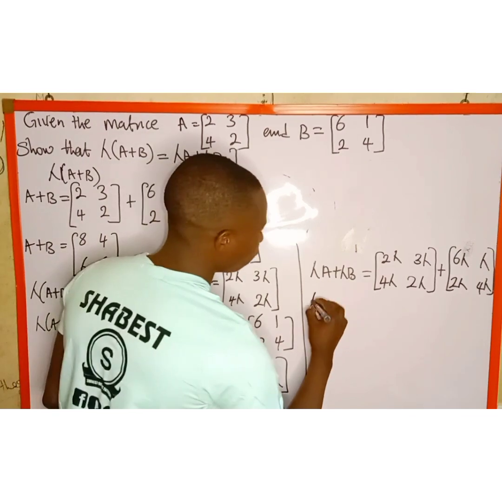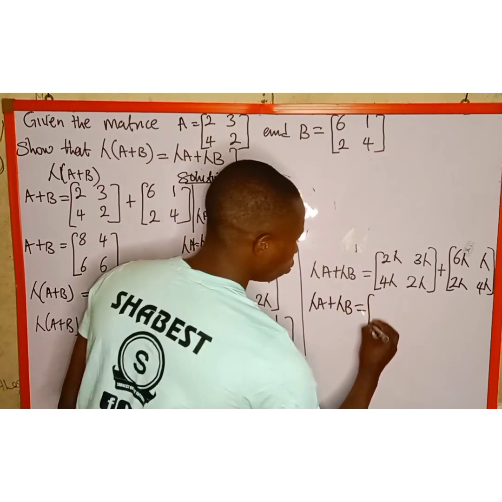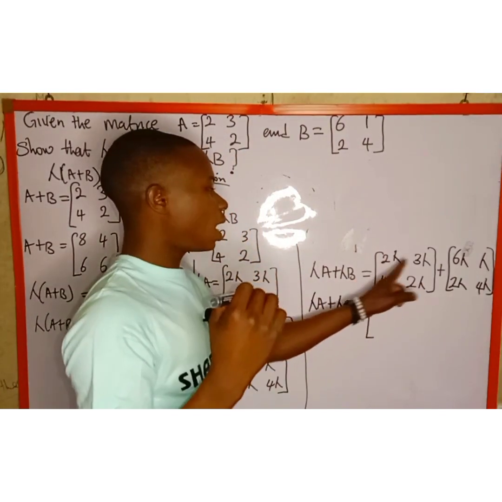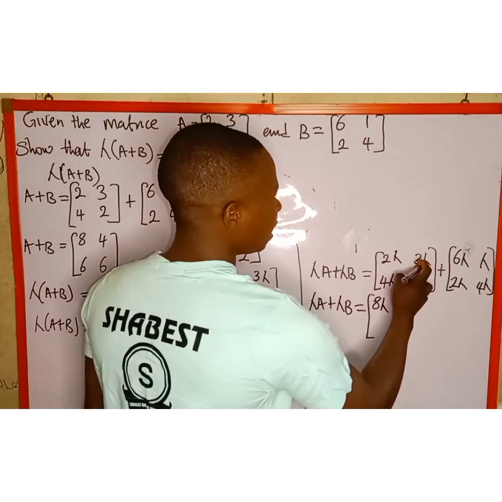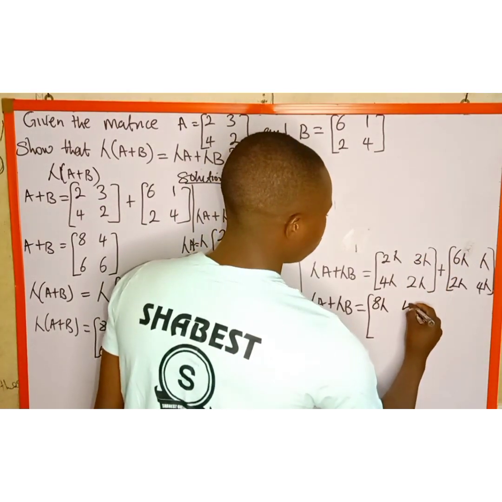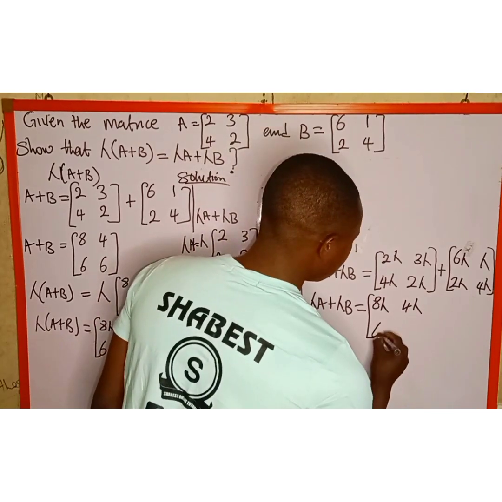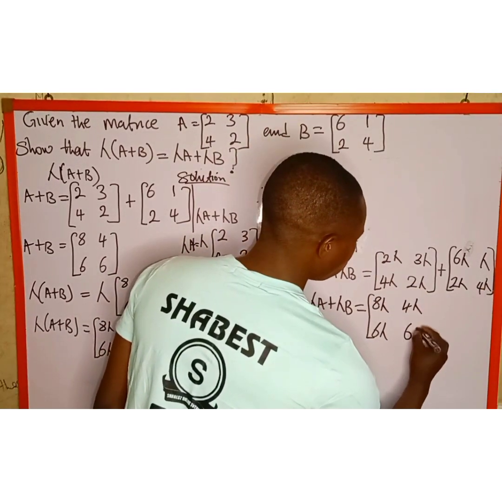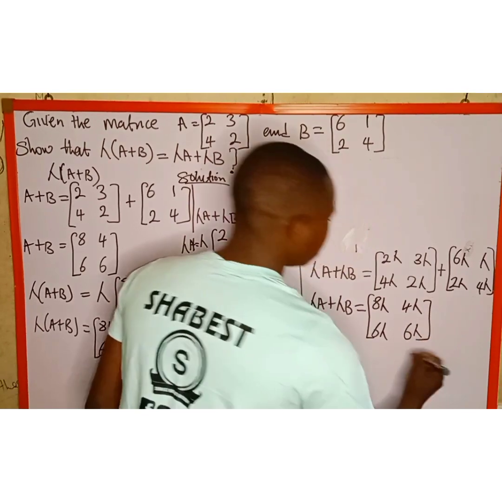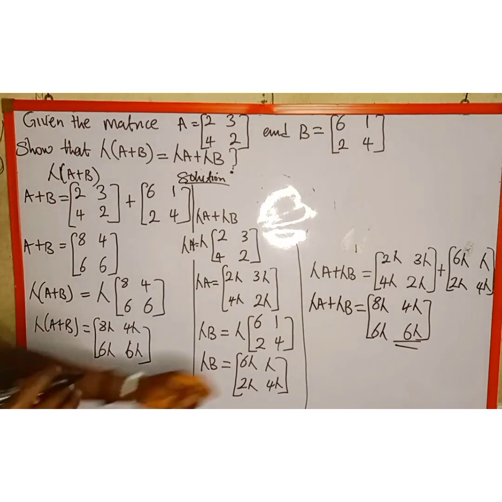So lambda A plus lambda B will be equal to, open a bracket, 2 lambda plus 6 lambda gives me 8 lambda. Then 3 lambda plus 1 lambda gives me 4 lambda. Then 4 lambda plus 2 lambda gives me 6 lambda. Then 2 lambda plus 4 lambda also gives me 6 lambda. This is the right hand side.